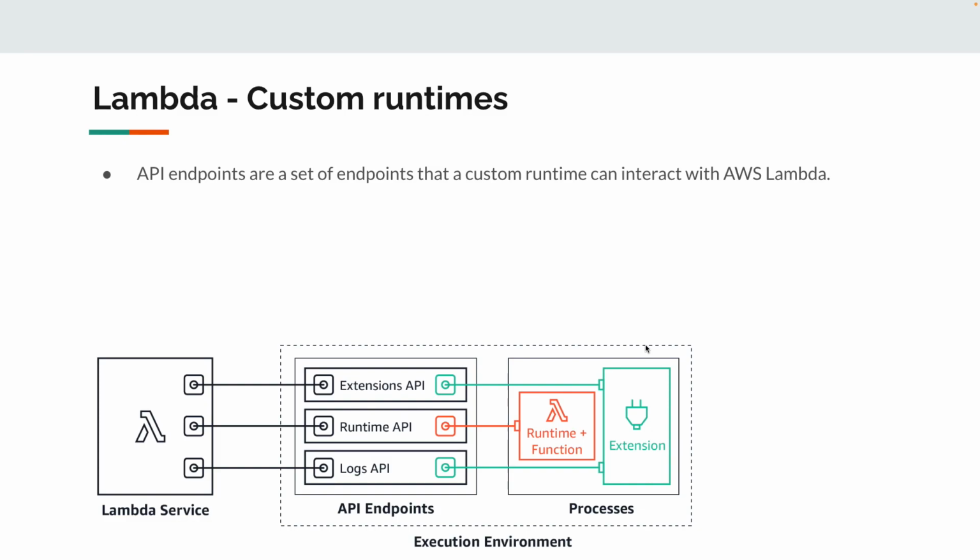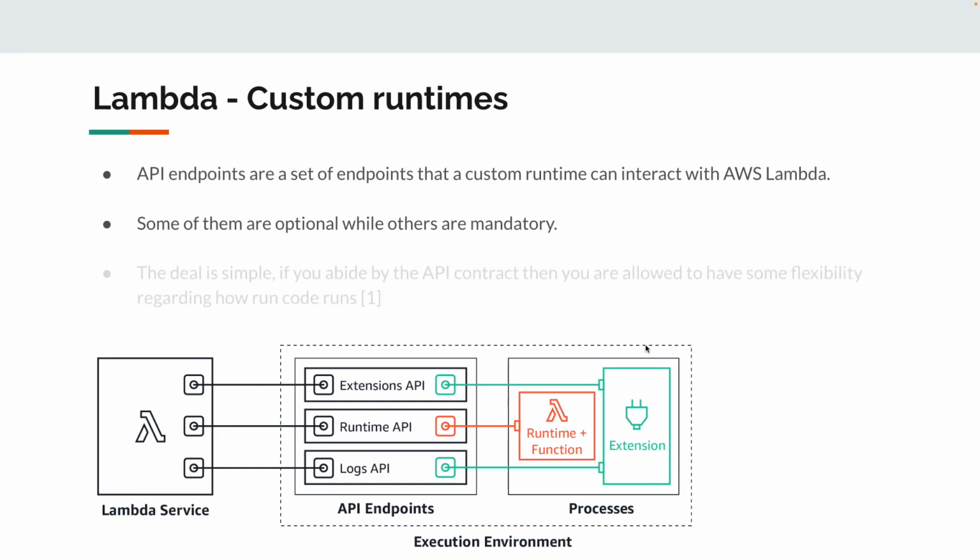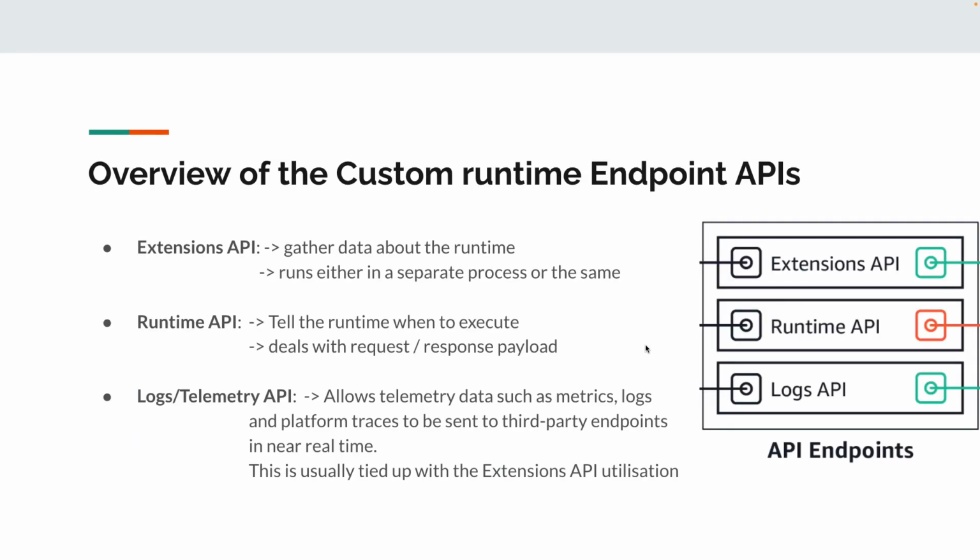So what needs to be said here is the following. When I say API, I mean API endpoints, a set of endpoints that a custom runtime can interact with Lambda. A few things you need to notice here. Some of them are optional, some of them are mandatory, okay? We'll talk about each one of them in a second. And the deal is very, very simple. If you can abide by the API contract that AWS provides you with, then you can have some, not all, but some flexibility in the way that you run your source code. And you may be more interested in that than you possibly imagine. But first things first, let's do a crash course on the available APIs, okay?